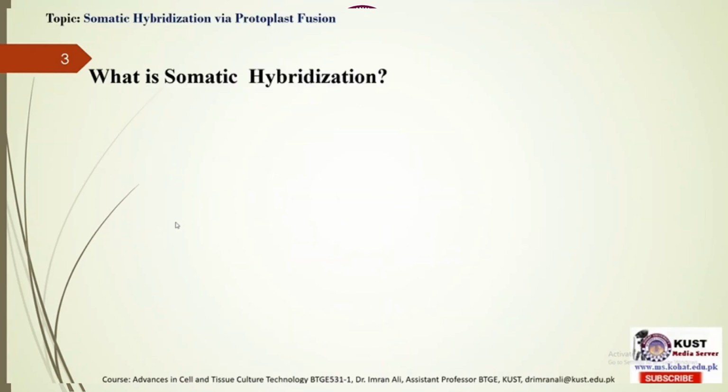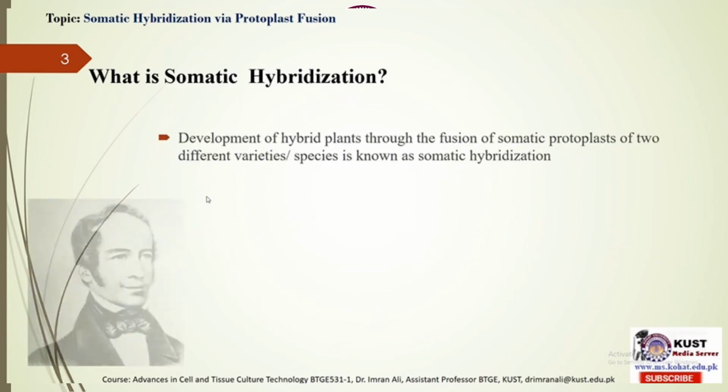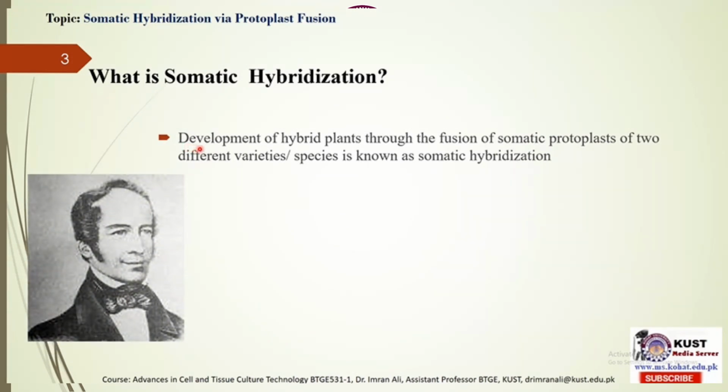So the first basic question is, what is somatic hybridization? It can be defined as the development of hybrid plants through the fusion of somatic protoplasts of two different varieties or species, and the process is known as somatic hybridization. Now the term protoplast, as the whole process starts from the protoplast.